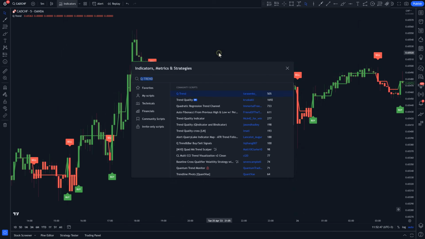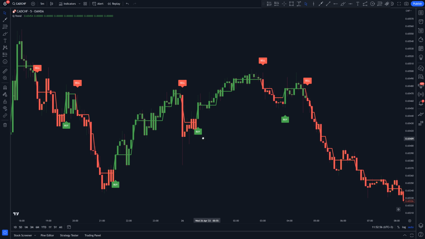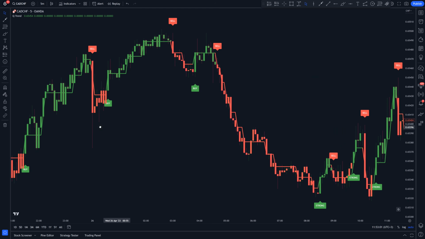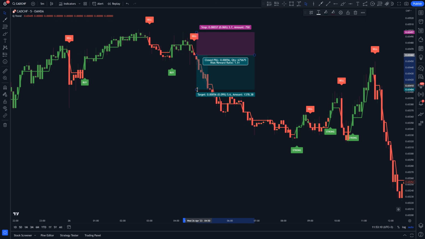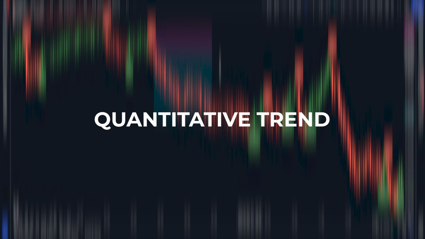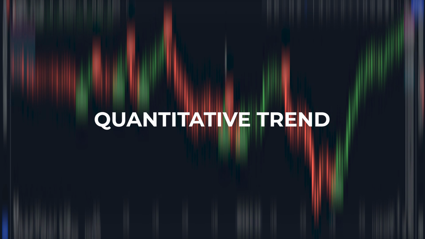According to the creator of this indicator, the Qtrend was developed with the idea of combining volatility and the relationship between the highest and lowest price points. The indicator's name, Qtrend, stands for quantitative trend, reflecting an attempt to mathematically interpret price action.